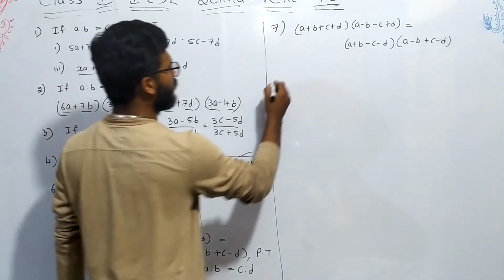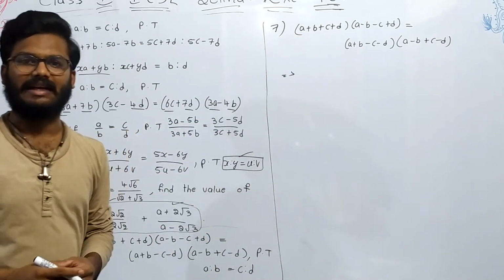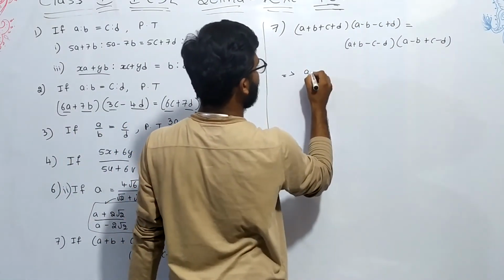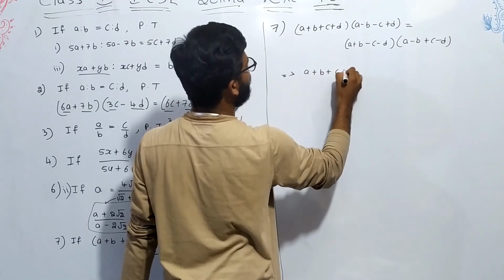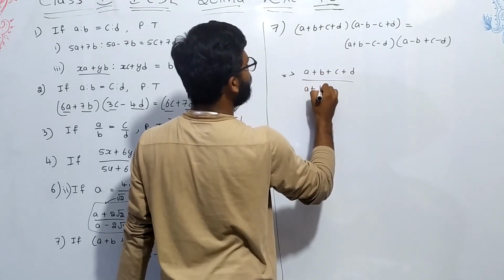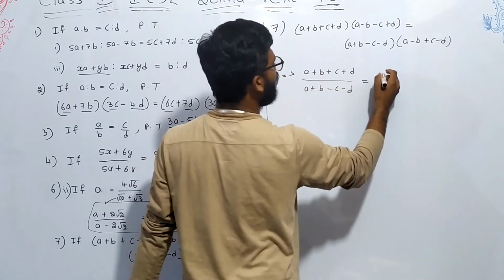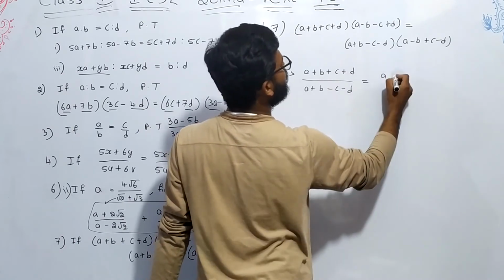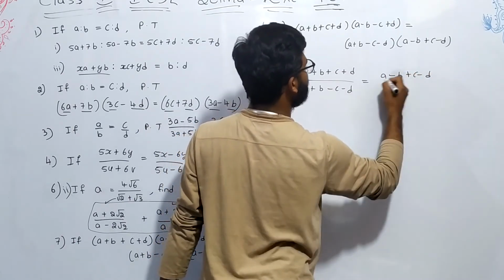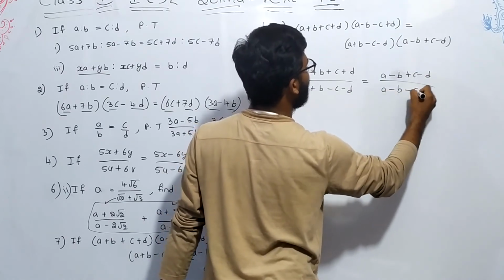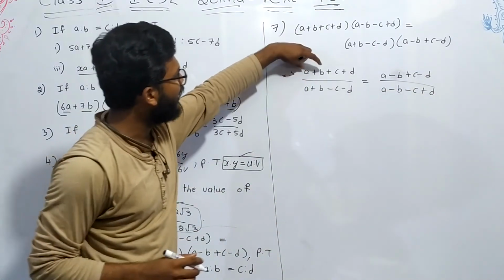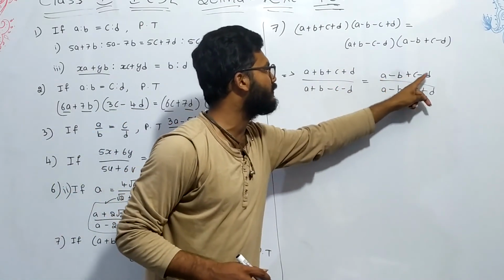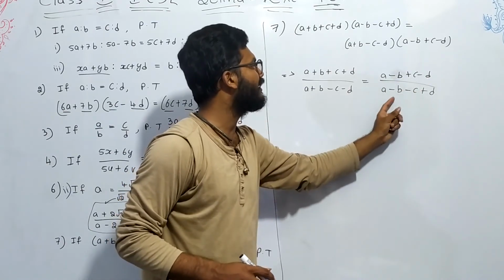So see, first, we cannot do it like this, right? So what can we do? Sending this to this side and sending one thing to the other side. What will it become? (a + b + c + d)/(a + b − c − d) = (a − b + c − d)/(a − b − c + d). See, a plus b, if you take minus common, you will get c plus d, right? In the same way, (c + d)/(c − d), like that it is.